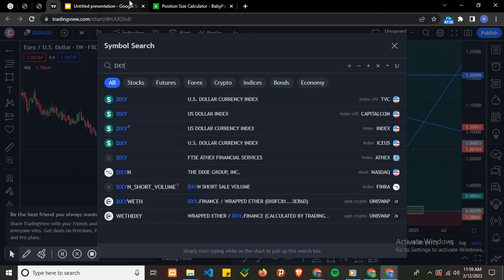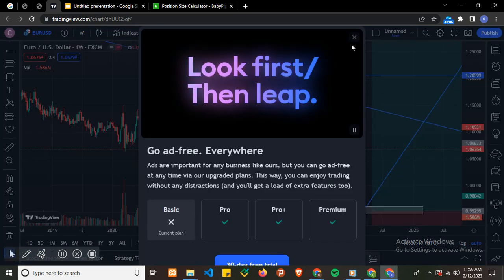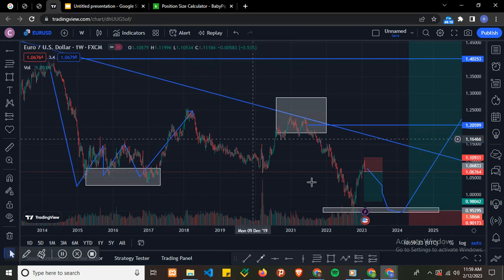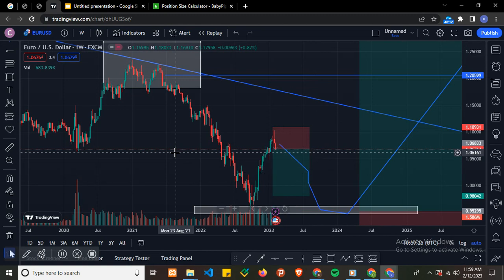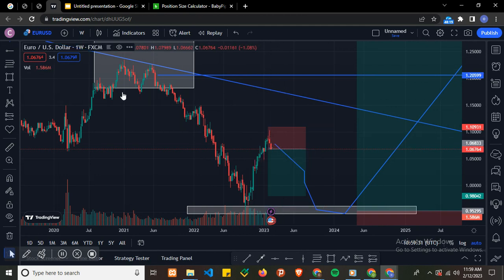Don't worry, I won't forget. Let's continue with the USD. Okay. I knew that ad was going to pop up. I knew it. No, no, no. Now on weekly, we have a confirmation to say sell.